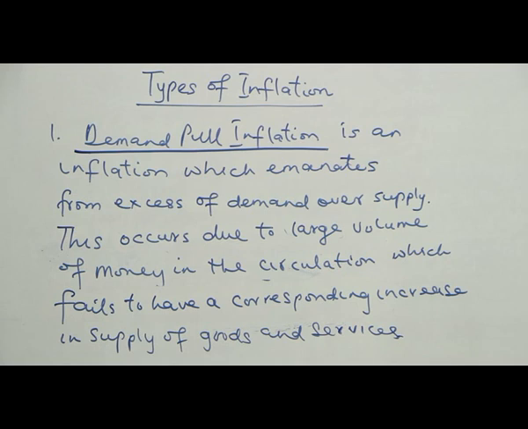So when we are talking about demand pull inflation, we are talking about a situation whereby demand is greater than supply. Why? As a result of a large volume of money in circulation, in which there is no corresponding increase in supply of goods and services. So if there is no increase in supply of goods and services, and there is an increase in the volume of money in circulation, people will use this money to buy few commodities. That is, large money will be used to buy few commodities. Then we are talking about demand pull inflation. That is why I said it occurred due to a large volume of money in circulation, which failed to have a corresponding increase in supply of goods and services. So that's what we call demand pull inflation.